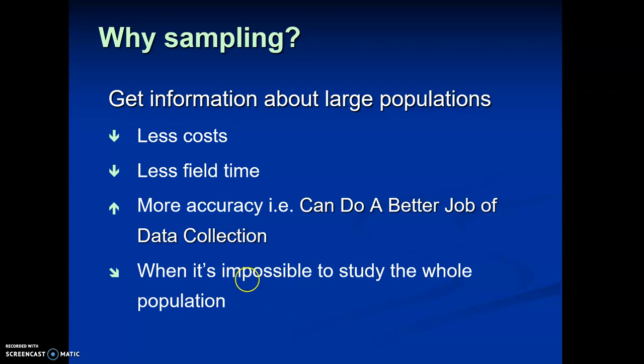And then another reason why we do sampling is because it is impossible to study the whole population. Imagine we have Malaysia, with close to 36 million now. So it is impossible to study all 36 million people in Malaysia.